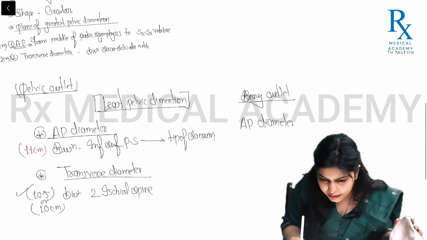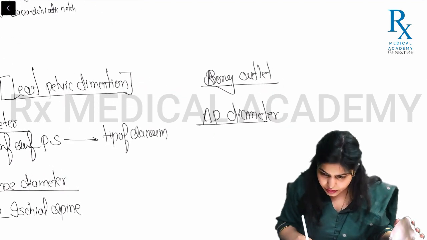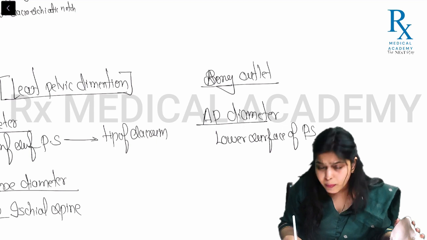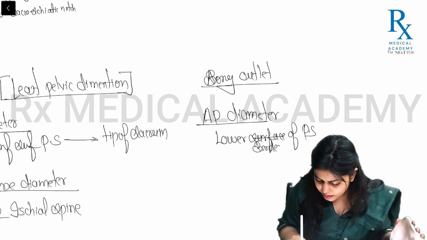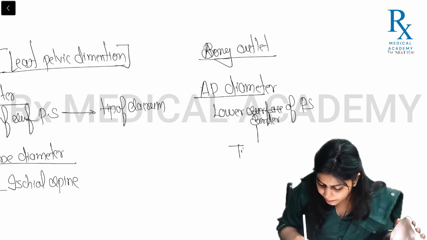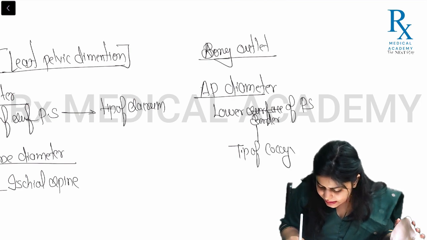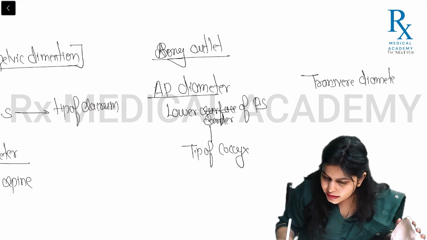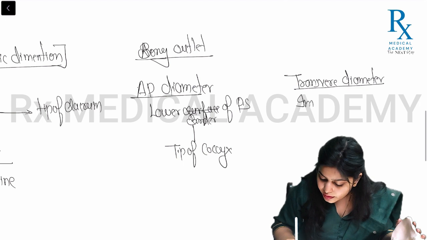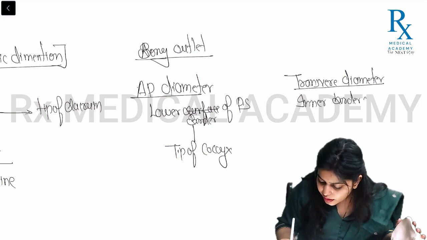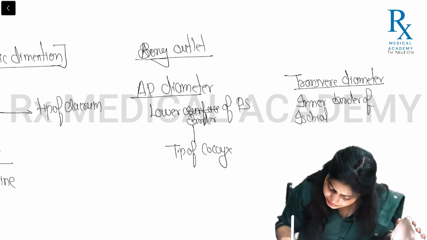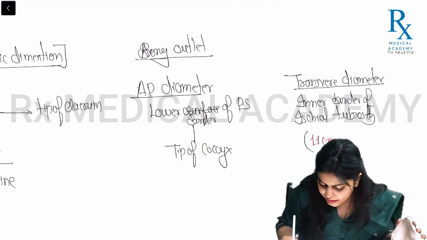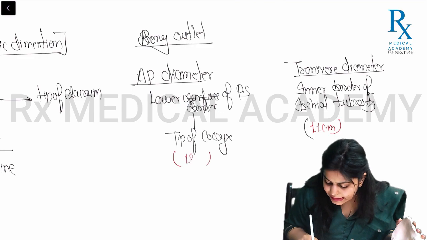So anterior posterior dimension, AP diameter, it is formed by lower border of the pubic symphysis, not surface, border, to tip of coccyx, while transverse diameter is between inner border of ischial tuberosity, which is around 11 centimeter and anterior posterior dimension is around 13 centimeter.